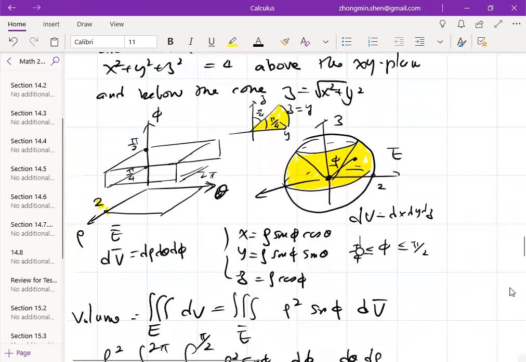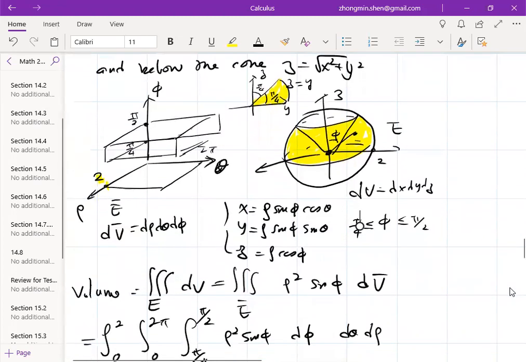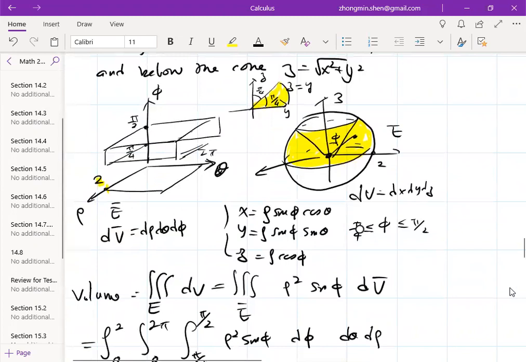Okay, then for the box, clearly, rho is between 0 and 2. Theta is from 0 to 2 pi because it's around the whole circle. Then phi, be careful. Phi is between pi over 4 and pi over 2 because the equator is when phi equals pi over 2. So use the spherical coordinates.